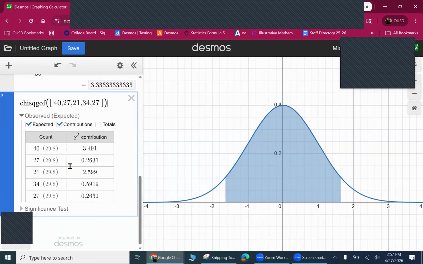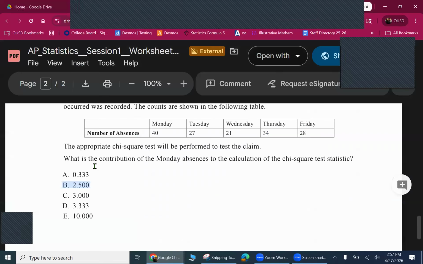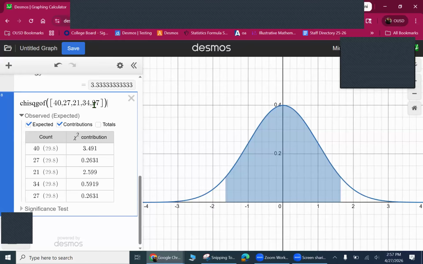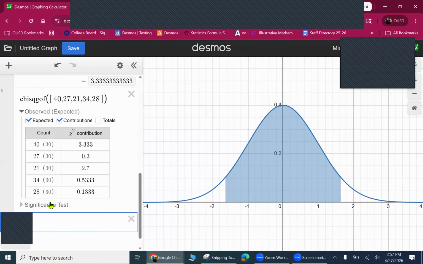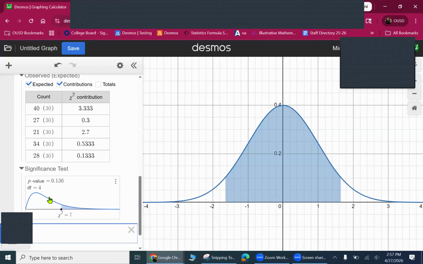And we can see that those are our numbers. There's our contributions for each one. Did I type something in wrong? Because this is not saying 3.33. The last one was 28. Let's fix that. It's a little bit off. There we go. Perfect. And then I can actually say, my chi-square p-value is 0.13.